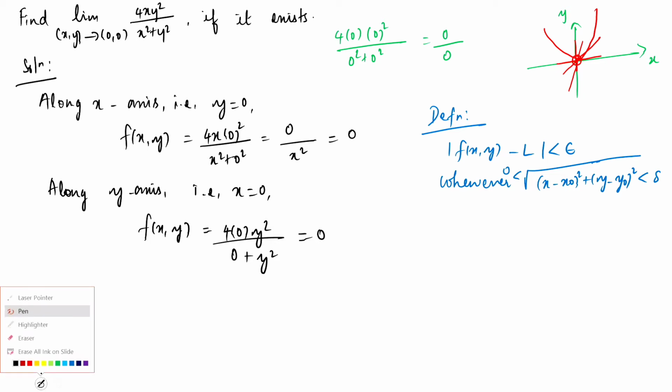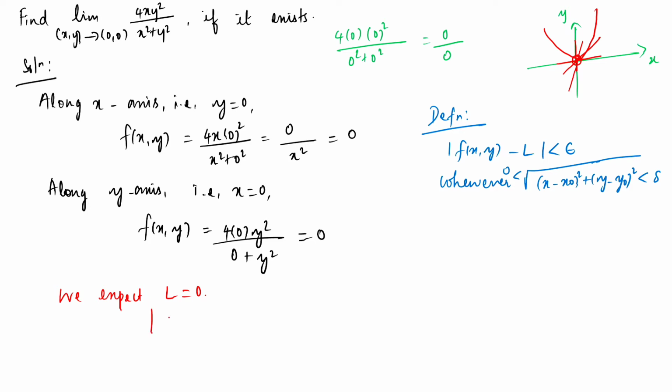Here, what are we expecting to be the limit value? We expect L to be 0. So if we expect L to be 0, we must have the absolute value of f of x, y minus L less than epsilon, for whatsoever the given epsilon value is. Basically, these epsilon and delta are some negligible positive real quantities.